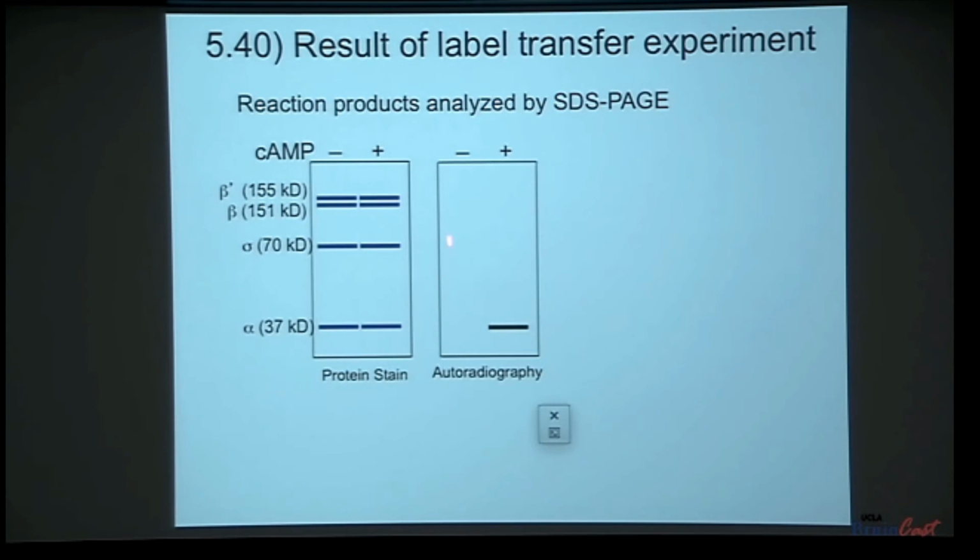Okay. And then what you can do is to see which of these bands has become radiolabeled by just taking this gel then and putting it in the dark against a piece of X-ray film, and then after a suitable exposure period, taking that X-ray film and developing it. The X-ray film will then give you a black band wherever it was next to a radiolabeled protein. Okay, and what they saw was that the label did transfer to RNA polymerase, and in particular, it transferred to the alpha subunit.